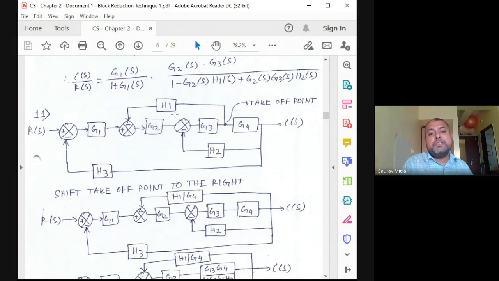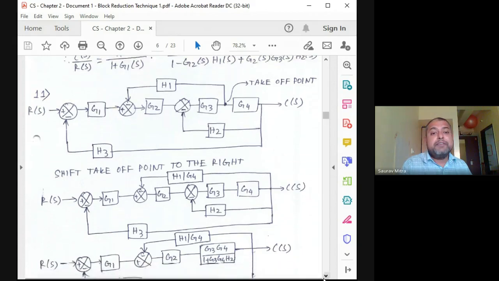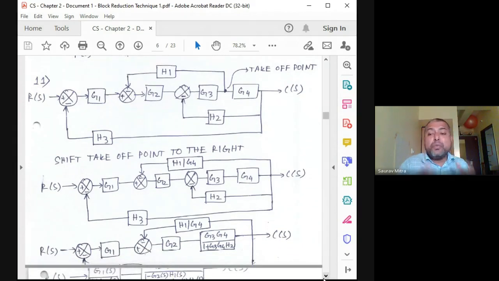So H1 is an intermediate feedback, H2 is an output side feedback, and H3 is an output to input side feedback. First you have to understand this. This is the trick, this is the expertise you have to develop. First you have to understand because of what we cannot solve it. The only problem is this point. If this point was not there, or was on the right side, then very easily you could write G3 G4 divided by 1 plus H2 G3 G4. But you cannot write that here.